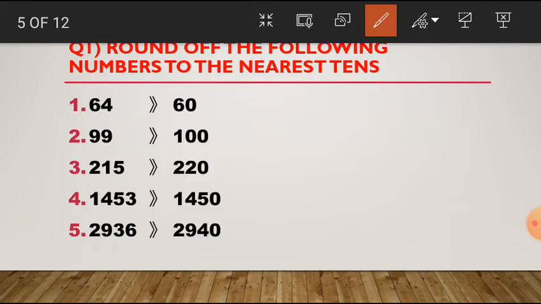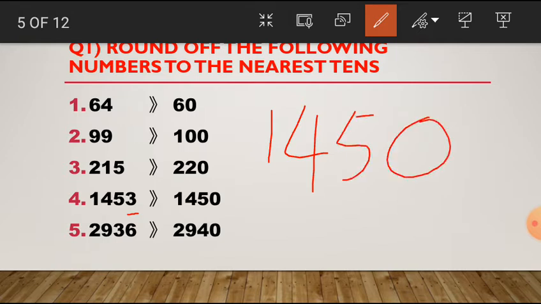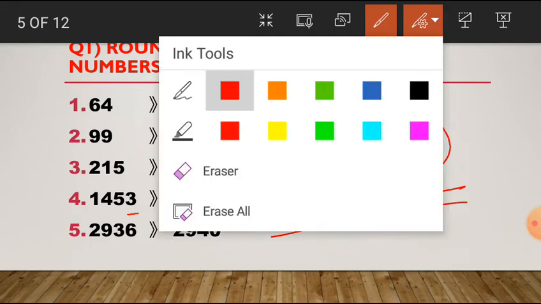Now look at the next one, 1453. Look at the ones digit, and that is 3. The ones place digit is 3, so it is less than 5. So we can replace this digit by 0. No other operations come. So 1, 4, 5, then replace the digit 3 by 0. Because it is less than 5, just this much is enough. So the answer is 1450.